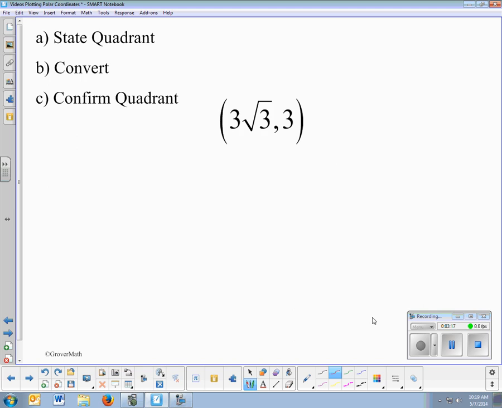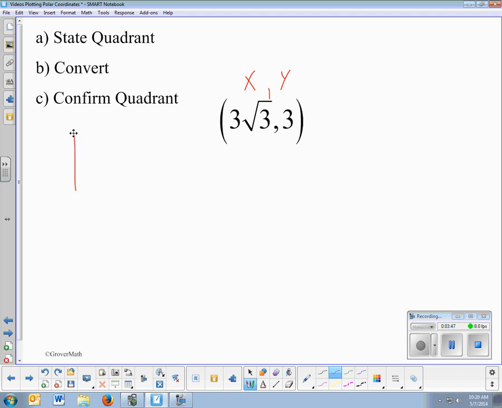First example. I want to go through the same process here: we want to state the quadrant, then we're going to convert, and then we're going to confirm the quadrant. And this last part, confirming the quadrant, becomes really important when we're going this way from rectangular to polar, because it's not always so obvious. We'll see that in an example in a moment. All right, so this is our x and our y, and we want to convert it to polar. But first, what quadrant are we in?